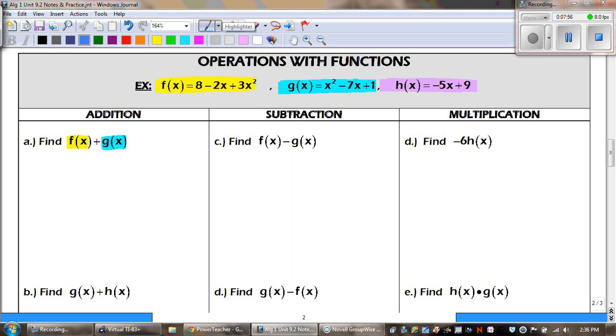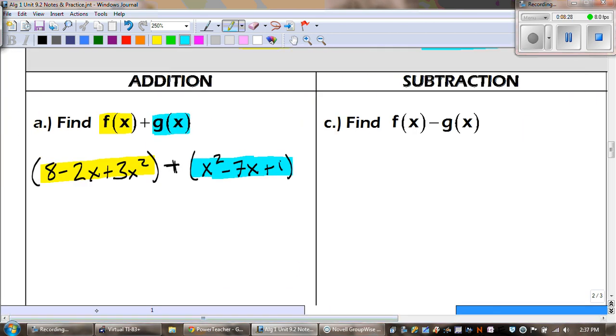So let's write down our yellow, the f of x. F of x was 8 minus 2x plus 3x squared. That was everything that was in the yellow. And I'm going to add that to the blue one, which is x squared minus 7x plus 1. So we're going to combine these two things together. Well, how do I do that?